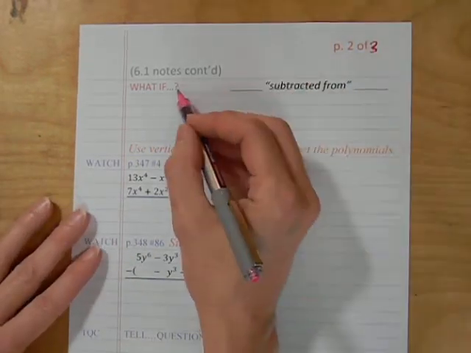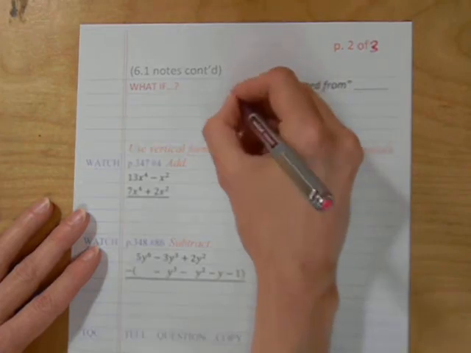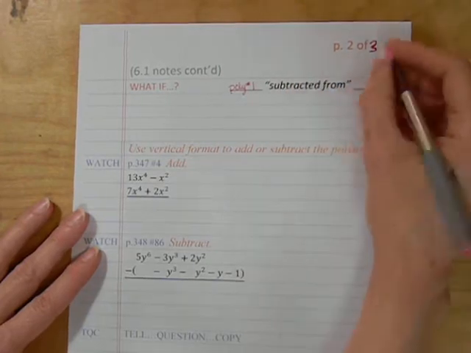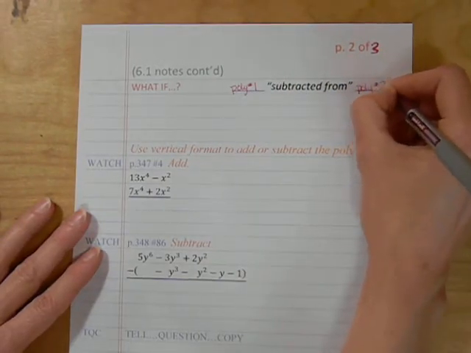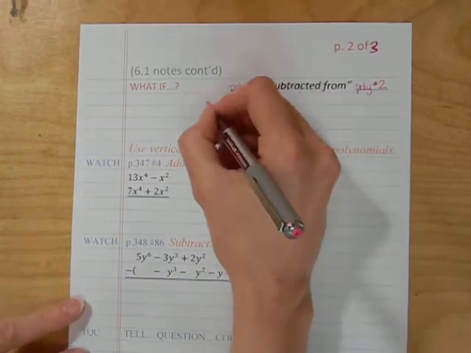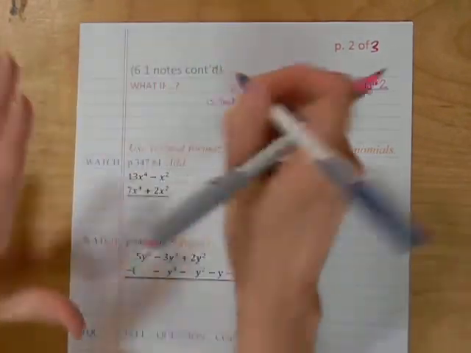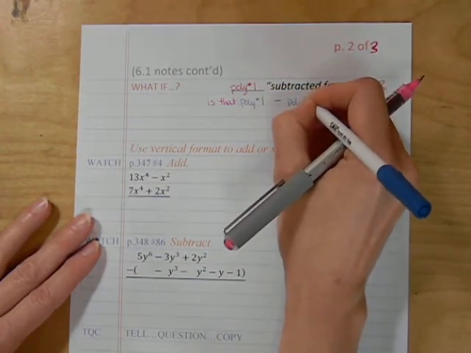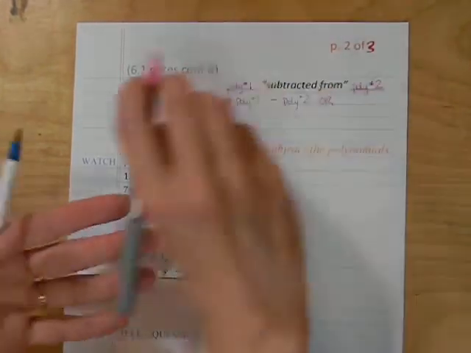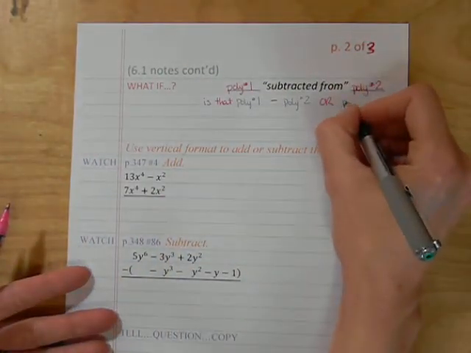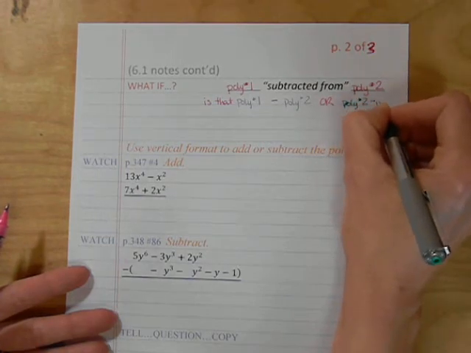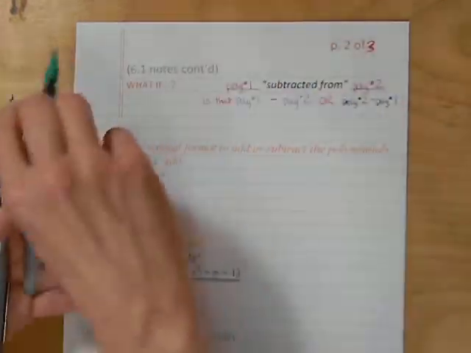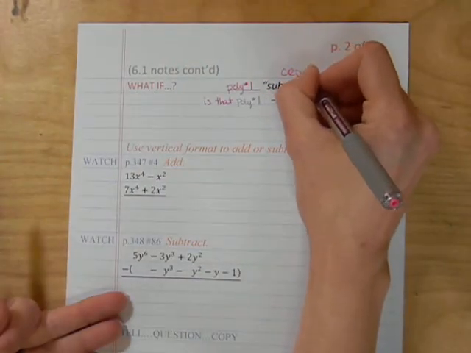Okay? So what if they ask you to take a polynomial subtracted from another polynomial? So we'll call it polynomial 1 subtracted from polynomial number 2. Well, what does that mean? Is that polynomial number 1 minus polynomial number 2? Or is it polynomial number 2 minus polynomial number 1? So remember, we talked earlier about the fact that order matters when you're talking about subtraction.